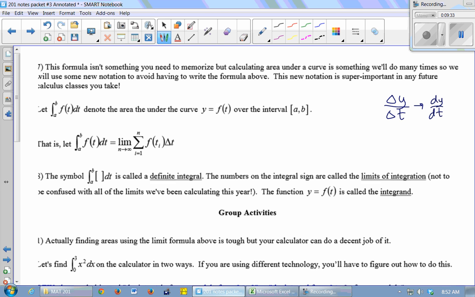Okay, so the function y equals f of t, the thing you're taking the integral of, is called the integrand. All right. Yep, easy peasy. You guys do some.